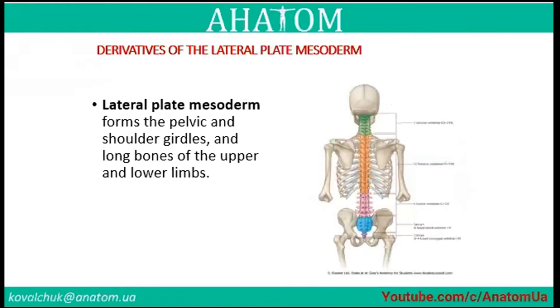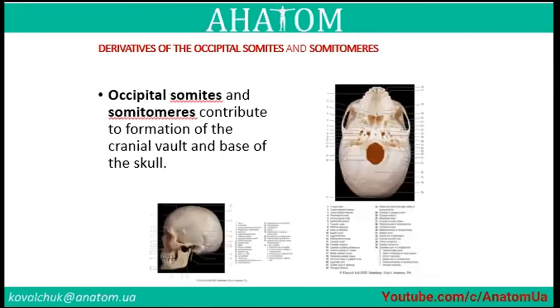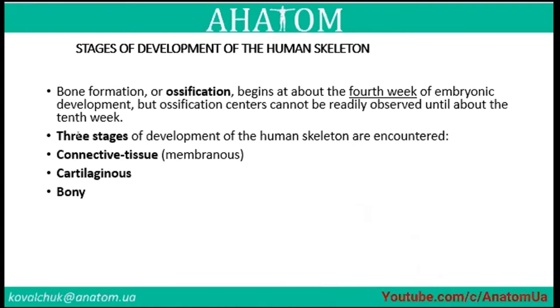Some derivatives of the lateral plate mesoderm are, for example, the pelvic and shoulder girdles and long bones of the upper and lower limbs. Next, the neural crests in the head region create the skull bones, occipital bones and others. Three stages of development of the human skeleton: connective tissue, membranous, cartilaginous, and bony. I repeat this information because it is very important for understanding some differences between bones too.